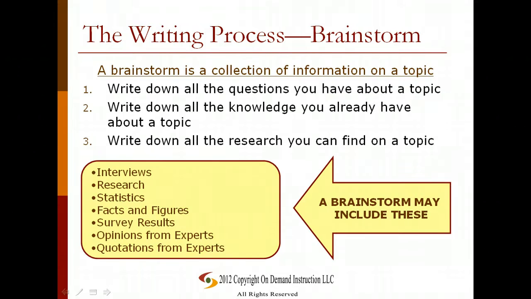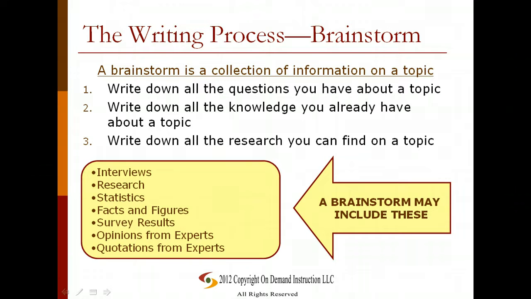With the writing process, we always start out with brainstorming. A brainstorm is a collection of information on a topic. The way that a writer would start out a brainstorm is to write down all of the questions that the writer has on that topic. Next, the writer would write down all of the knowledge that they already have on that topic. And then finally, the writer would go out and do research on that topic and include that within the brainstorm as well.